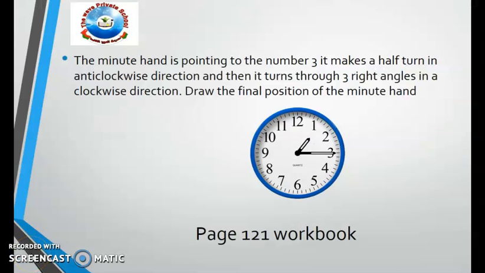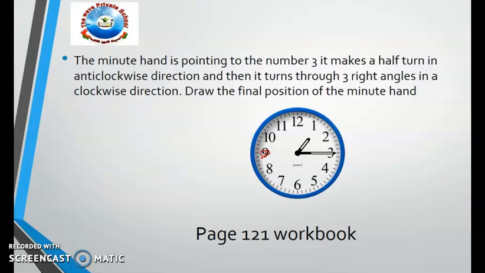Now Grade 3, this is workbook page number 121. Open your workbooks and see this question. They said the minute hand is pointing to the number 3. This is the minute hand of a clock and this is the hour hand. So the minute hand is at 3. It takes a half turn in an anti-clockwise direction. See, the clock moves in this direction, but here it is anti-clockwise, a half turn. So from 3, a half turn will come to this side.